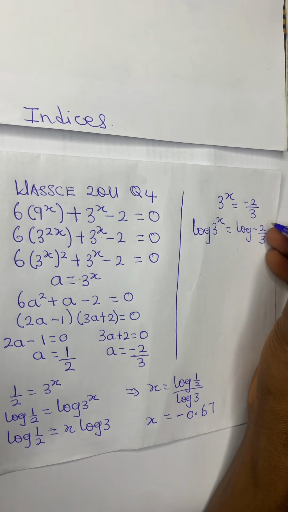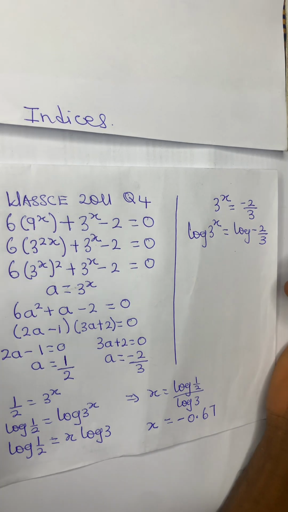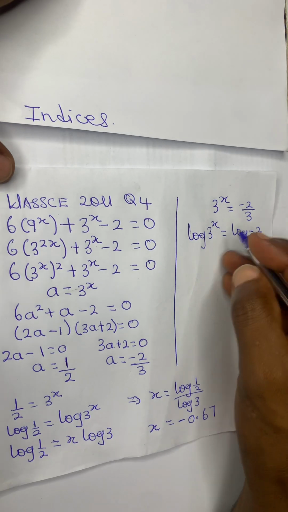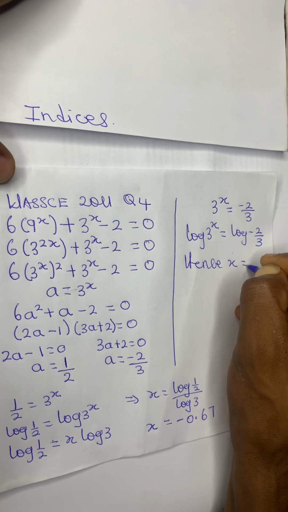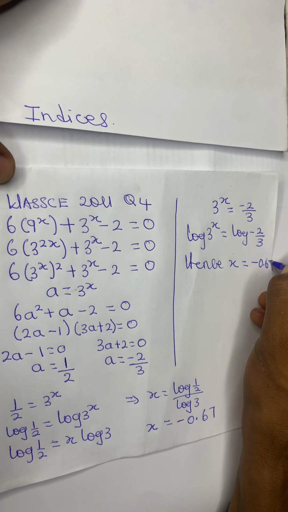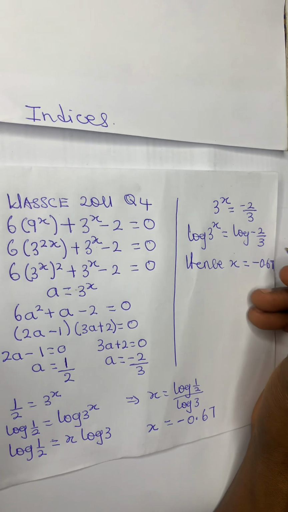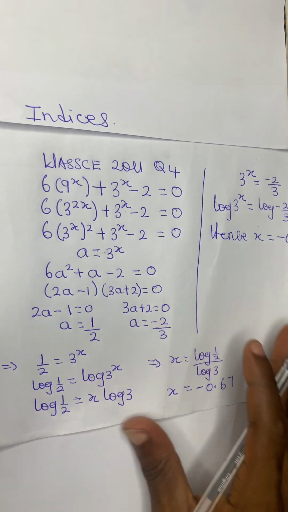Now this will not continue further, because the log of a negative number does not exist. So therefore we shall say that hence our x is equal to negative 0.67, since the log of a negative number does not exist. And so this is Florence, the mathematics tutor.